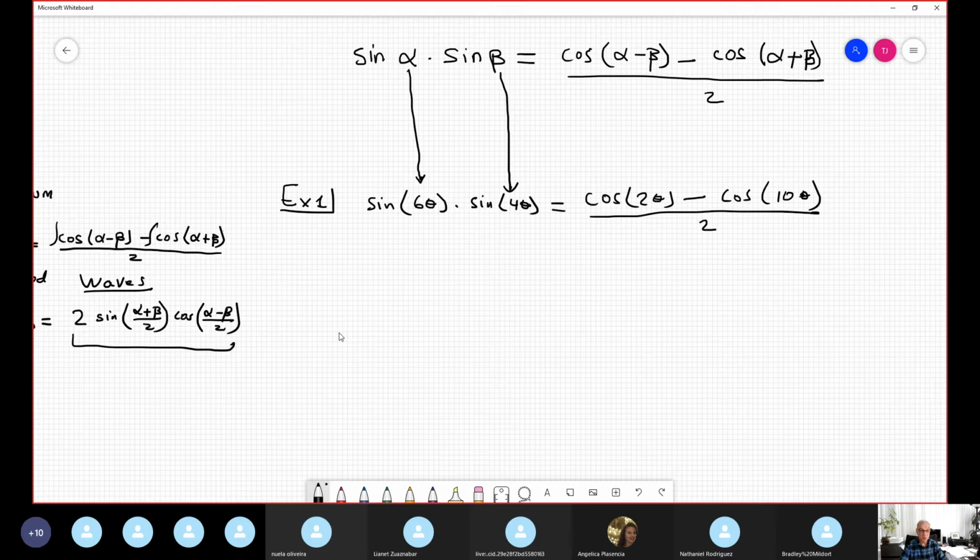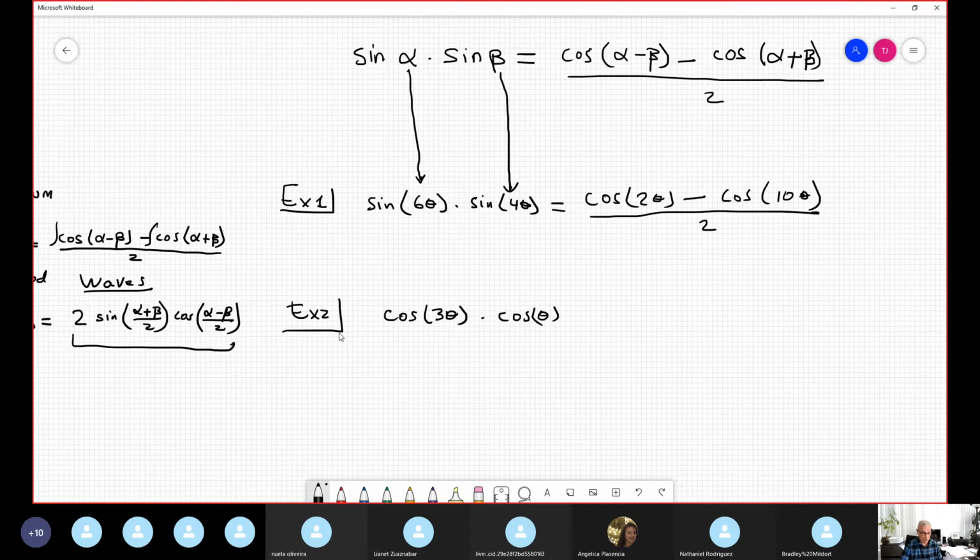Another example. Example 2. Sorry, Professor, we just substitute, that's it? That's it. Oh my God, it's easy. See, always it's complicated, no? Suppose cosine 3 theta times cosine theta.